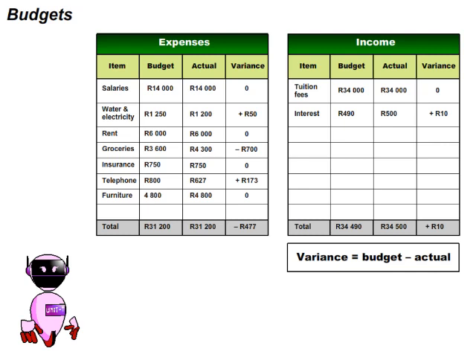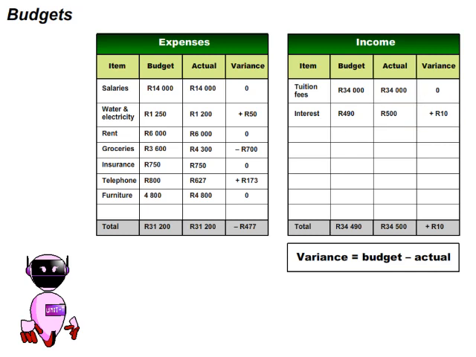Let us now look at the income column. For the tuition fees row, the budgeted amount is the same as the actual amount. So the variance is 0. Look at the interest row. We were expecting interest of 490 Rand from our savings account. We received 500 Rand, which is 10 Rand more.